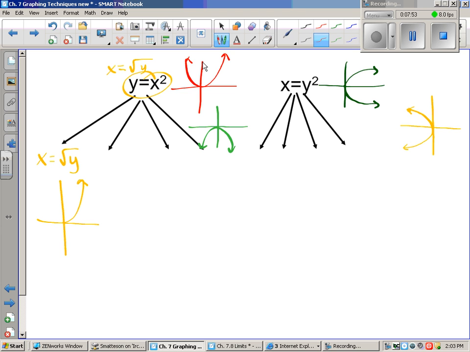Next equation. X equals negative square root y. This is where the x's are negative. Do you follow that? X equals negative. So I want where the x's are negative. And so that indicates that I want the left side.